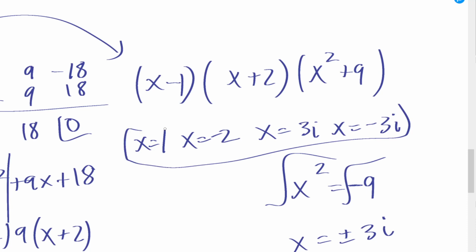Now, it doesn't ask us to put it into factored form. That's all we need to do. That is all the zeros of that equation.